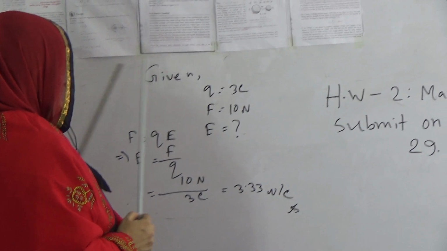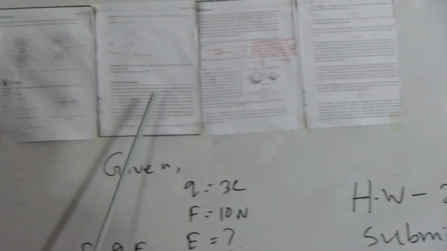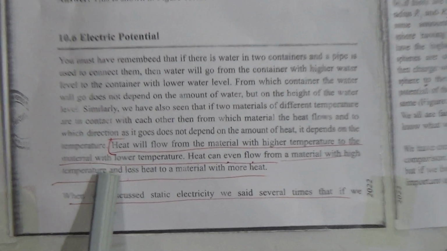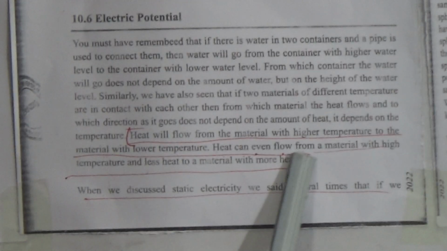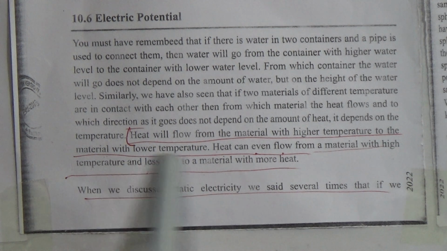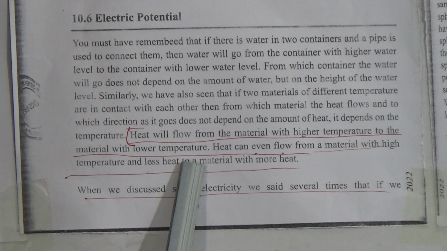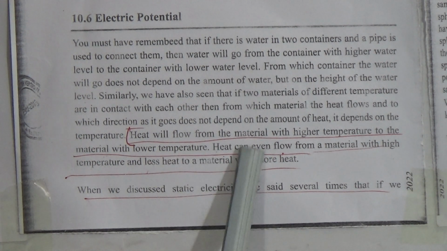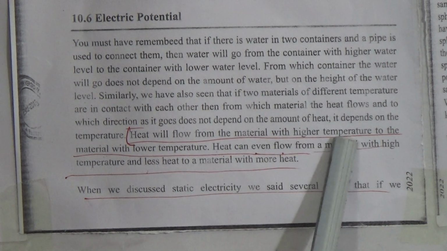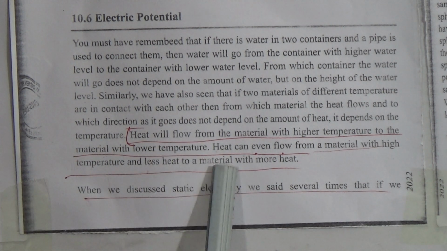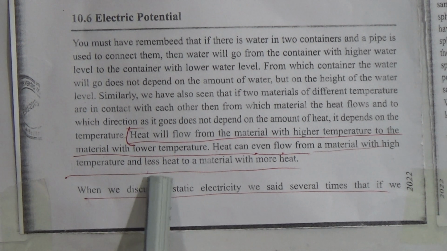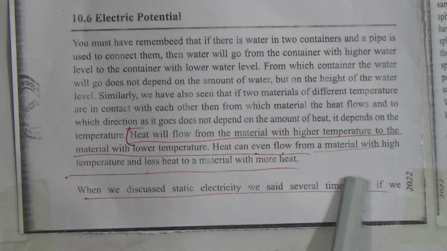Now come to next topic, electric potential. My dear students, this is another important knowledge based question. What is electric potential? First of all, heat will flow from the material with higher temperature to the material with lower temperature. My dear students, this is the basic information. We know that heat flows from the material with the higher temperature to the material with the lower temperature. Heat can even flow from a material with high temperature and less heat to a material with more heat.